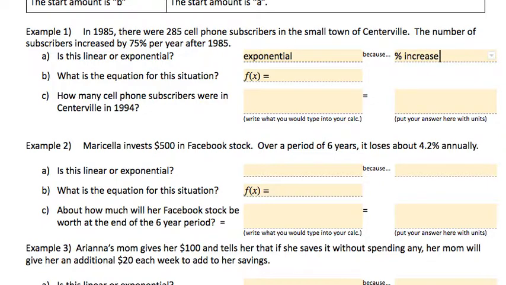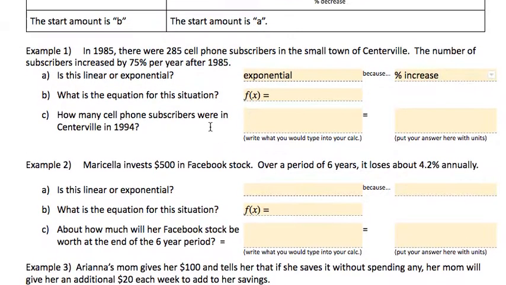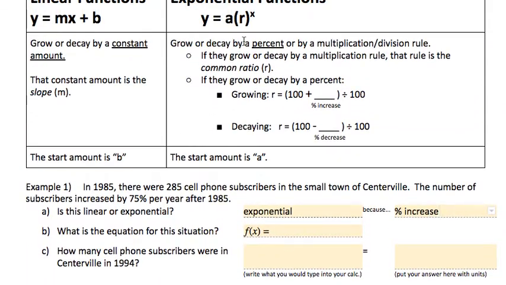If it's a percent increase, it's always going to be exponential. So the equation, let's come back up here. The equation is a times r to the power of x. A is the start value.